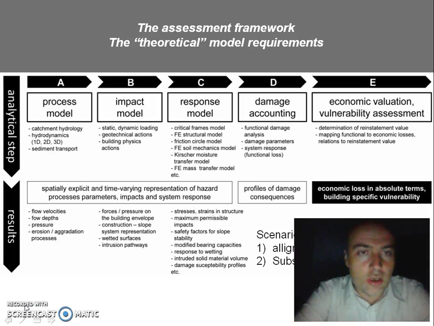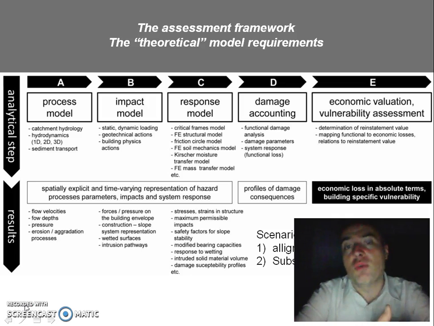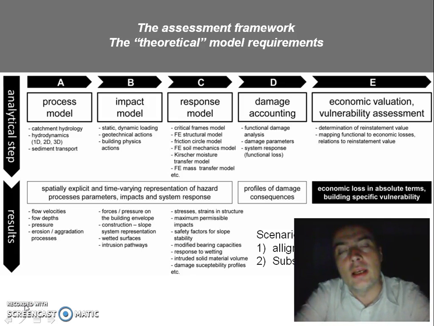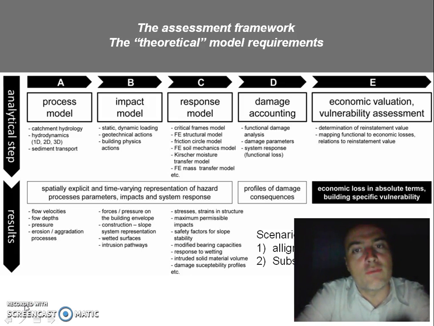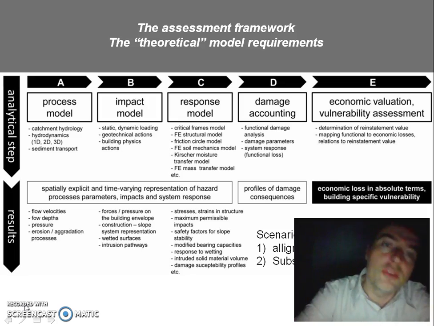So in this picture, we can see that the chain of processes that has to be modeled via numerical models, via conceptual models, via empirical models, entails 5 distinct modeling steps. The first modeling step, labeled A, is the process modeling, followed by the second modeling step, which is the impact modeling, that is quantifying the impacts in terms of loading configurations on the objects exposed to the flow, on the elements at risk, if you want.